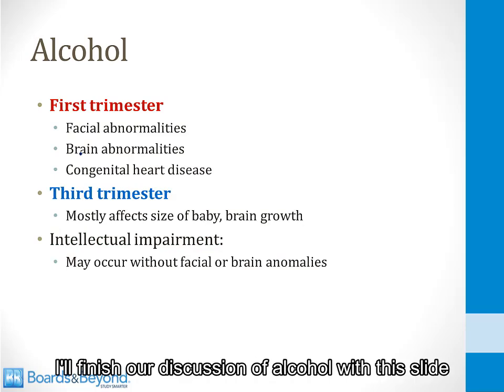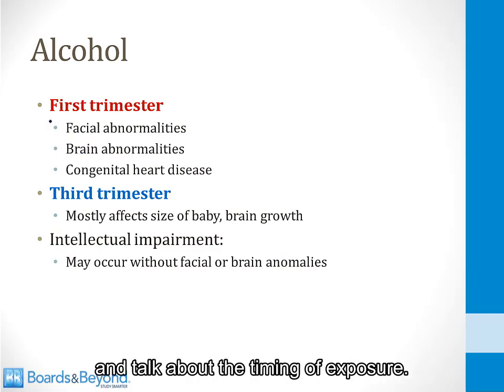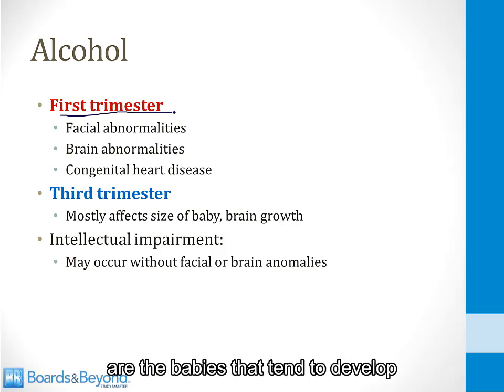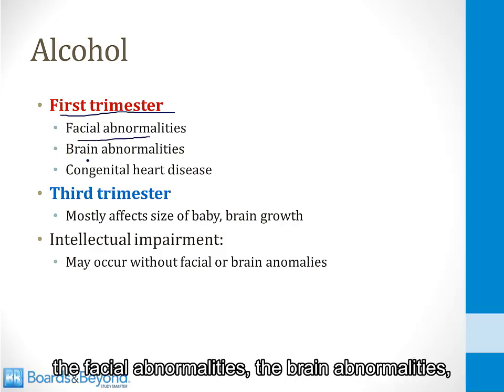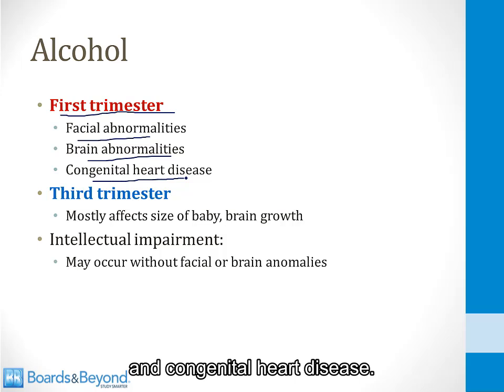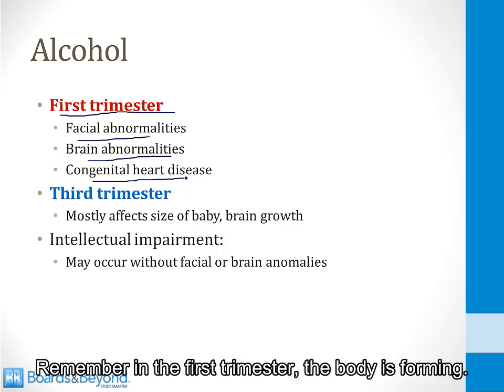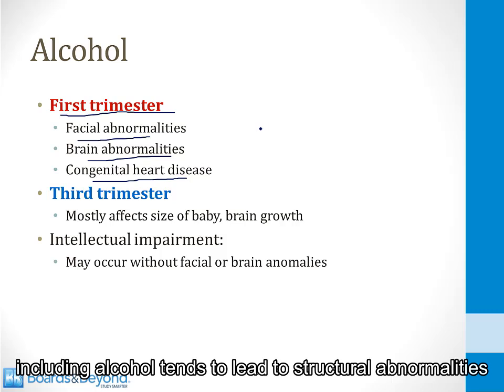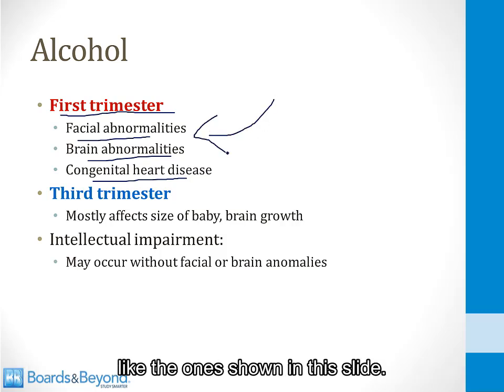I'll finish our discussion of alcohol with this slide and talk about the timing of exposure. Babies that are exposed to alcohol in the first trimester are the babies that tend to develop the facial abnormalities, the brain abnormalities, and congenital heart disease. Remember, in the first trimester, the body is forming, so exposure to any teratogen at this period of time, including alcohol, tends to lead to structural abnormalities like the ones shown in this slide.